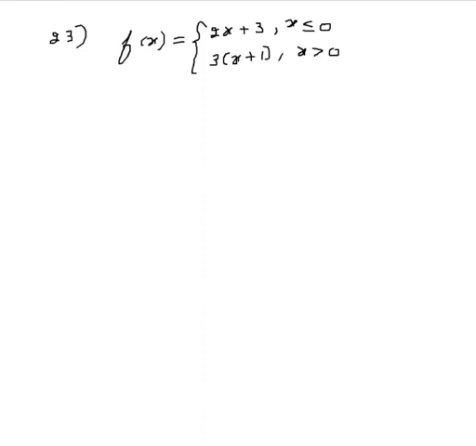Twenty-third question. Find limit tending to 0 of f of x and limit tending to 1 of f of x, where f of x is, we have two different definitions, 2x plus 3 for x less than or equal to 0 and 3 times x plus 1, x greater than 0. Both are polynomial functions. I told you we don't have any problem with polynomial functions because polynomials are defined for all real values. But the definition has been split at 0. We need to do LHL and RHL.